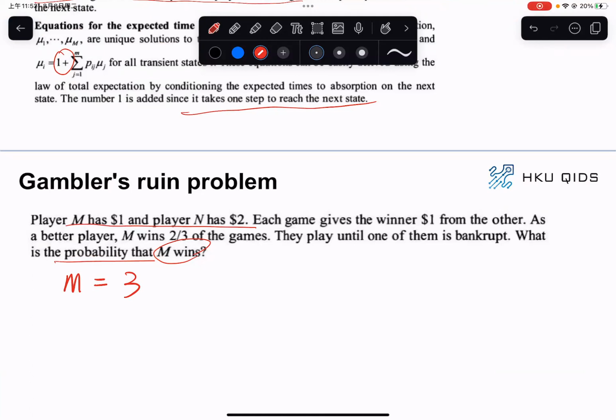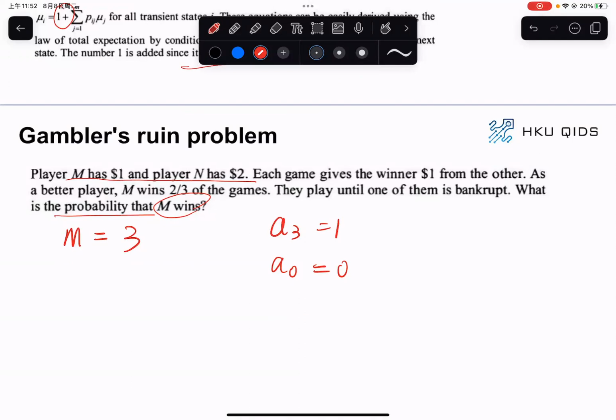And what's the probability that M could reach 3? Anyway, we can first denote A3 as 1, okay? And then another absorbing state is what? A0, right? Then it should be 0.